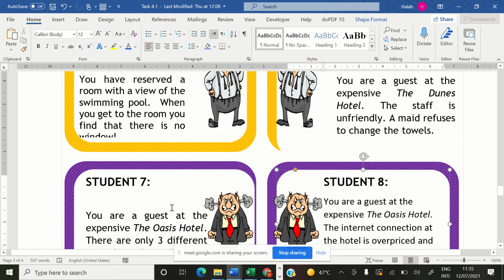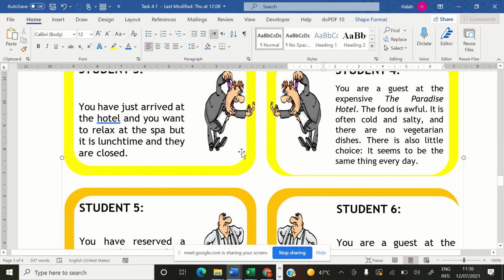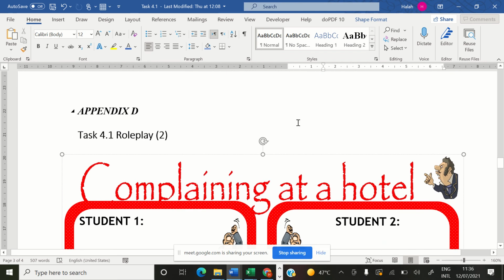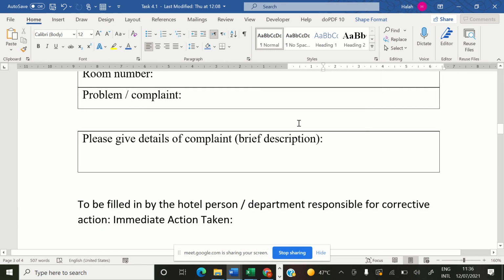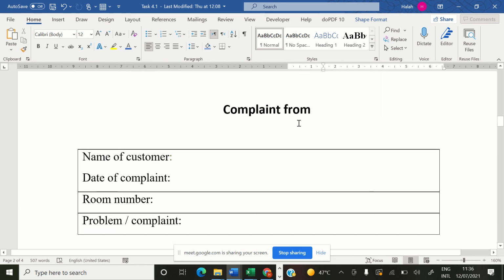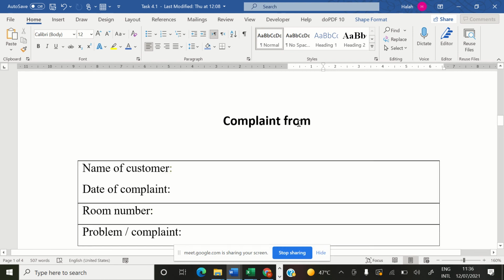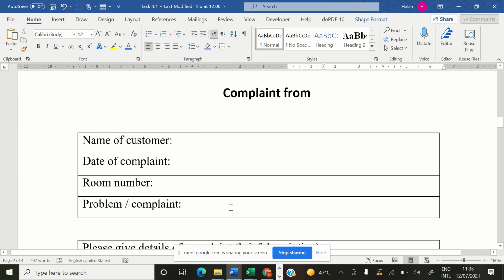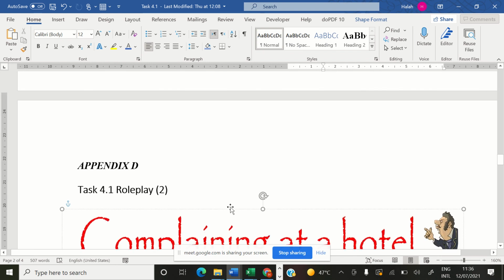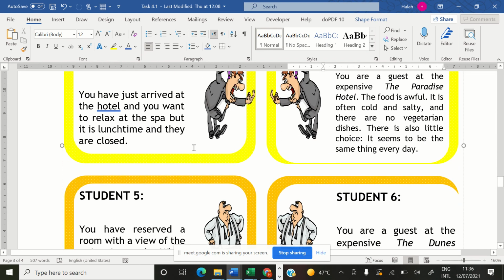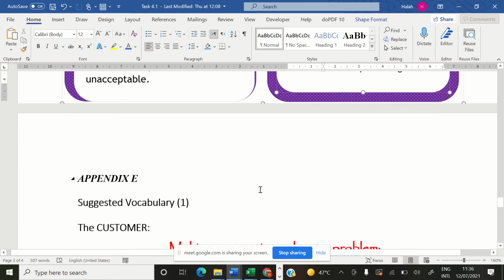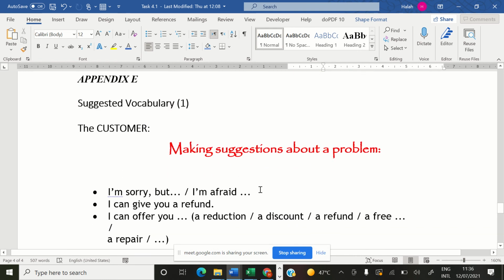So you have different cases. You have to choose one of them to make the complaint scenario required from there. Then you have to fill in the form. You can use the same form, but you have to fill it. Choose one of these cases or the one on the top explaining the task. And these are some suggested vocabulary that might help you in writing your scenario.